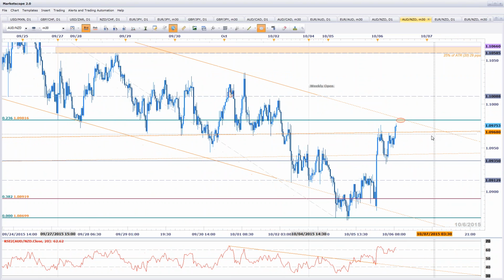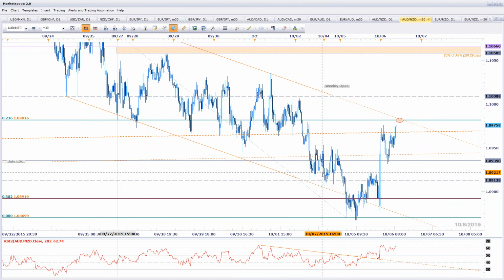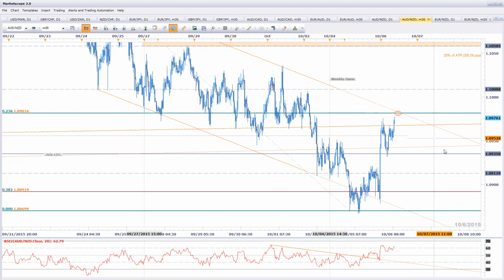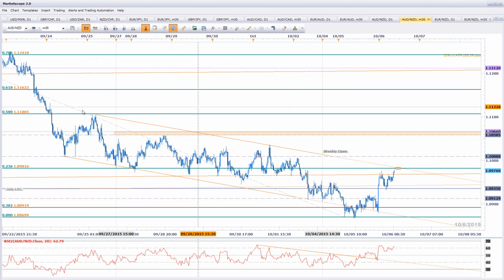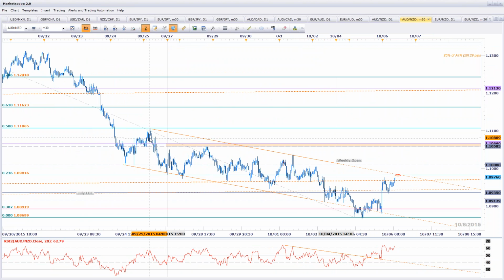Kiwi's coming off a little bit. That's exacerbating the effect, right? But I should be looking for some resistance right here. So this is a basic 236 off the high. It gives you 109.80. And a basic trendline resistance off the swing highs from Friday, the 25th of September.